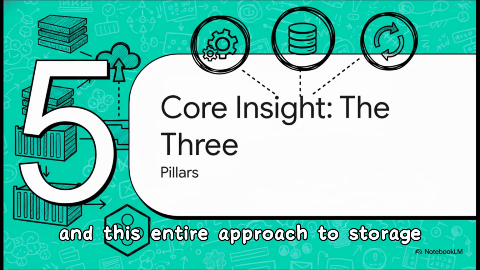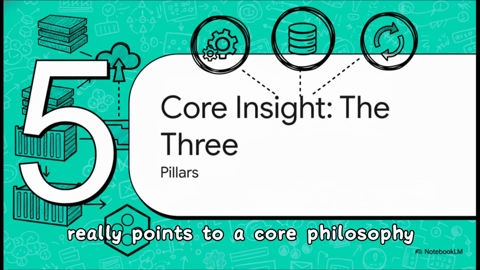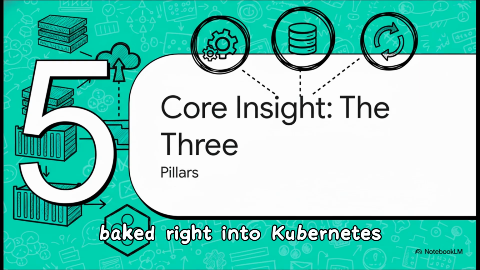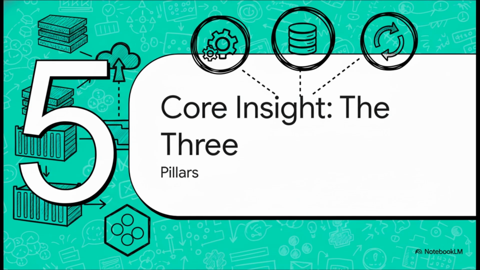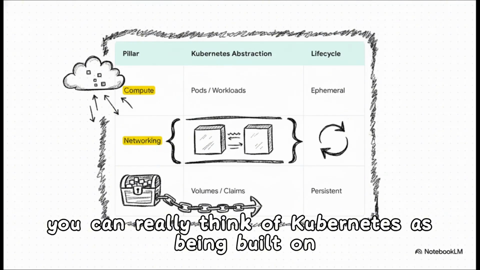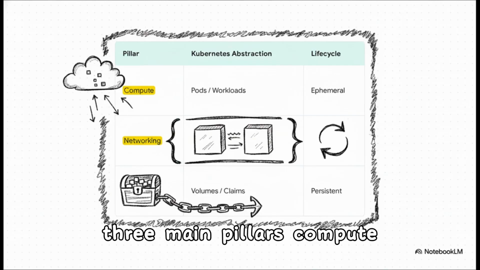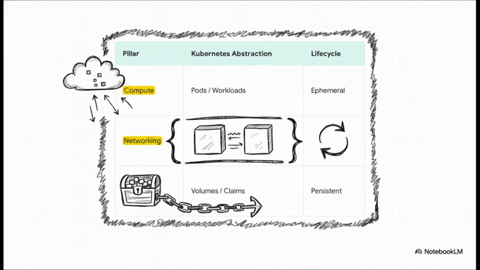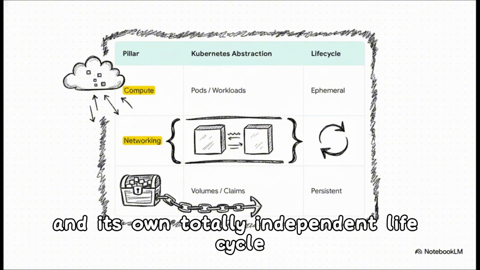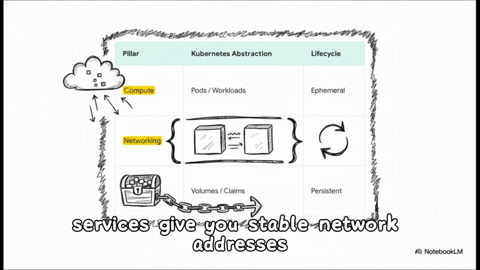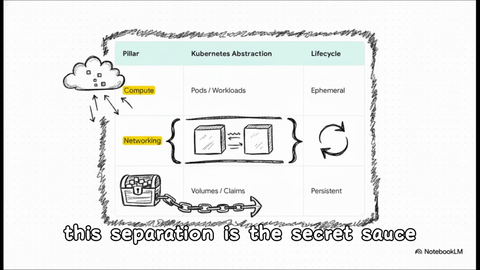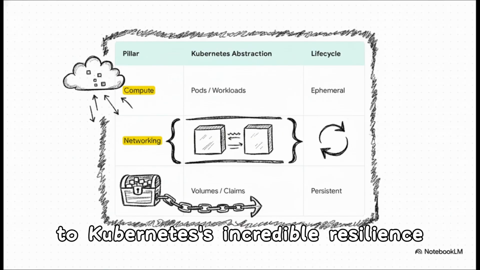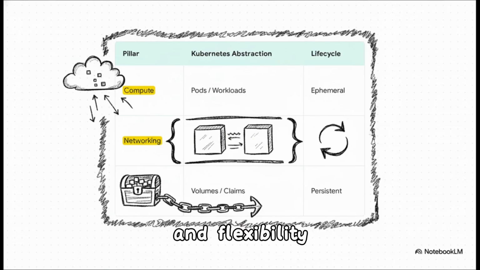And this entire approach to storage really points to a core philosophy baked right into Kubernetes, this idea of a clear separation of concerns. You can really think of Kubernetes as being built on three main pillars: compute, networking, and storage. Each one has its own set of abstractions and its own totally independent lifecycle. Pods are ephemeral, services give you stable network addresses, and volumes give you persistent storage. This separation is the secret sauce to Kubernetes' incredible resilience and flexibility.